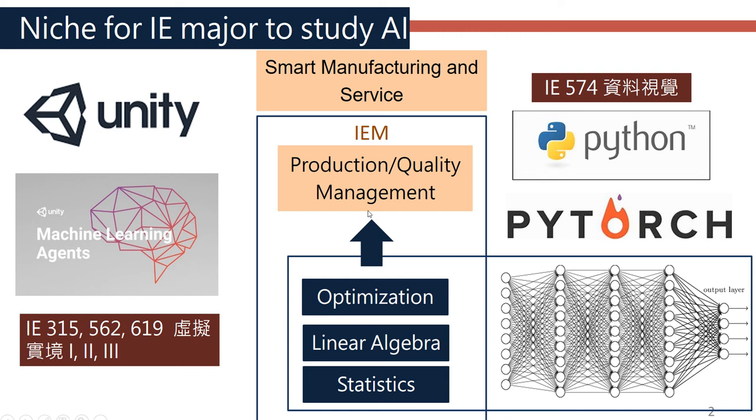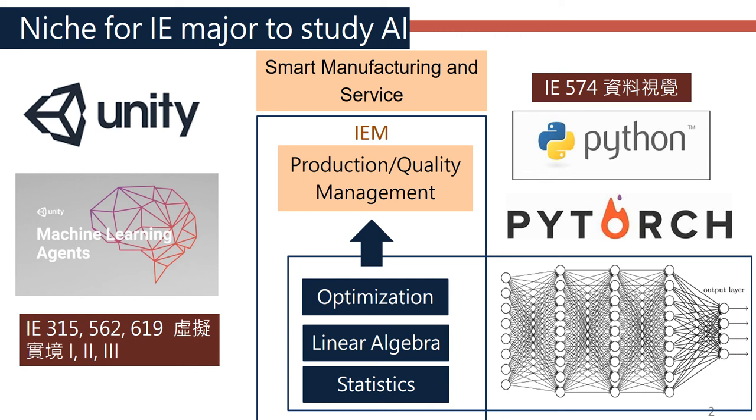First, the math required to build the neural network, like optimization, linear algebra, statistics, or other math studied by IE. And secondly, because IE majors use these mathematical models for production and quality management, we understand the domain problem. So when we use the neural network to build smart manufacturing and service, we know how to apply it to real world problems.